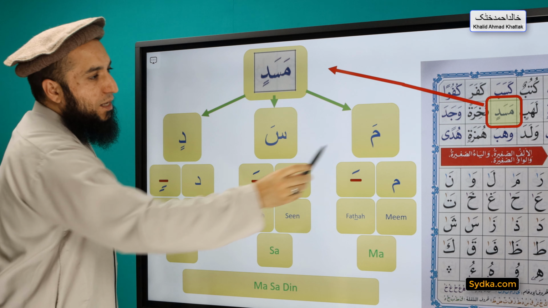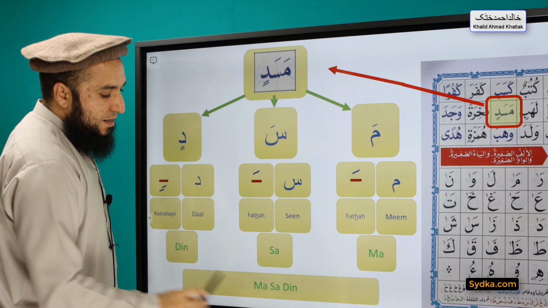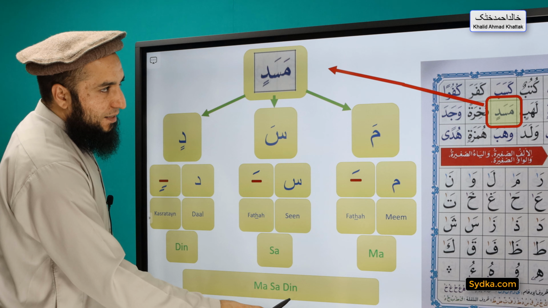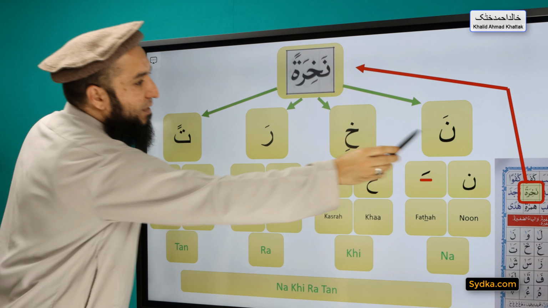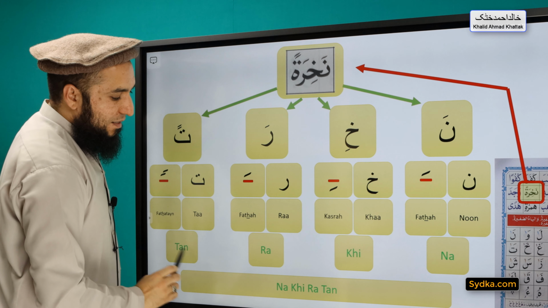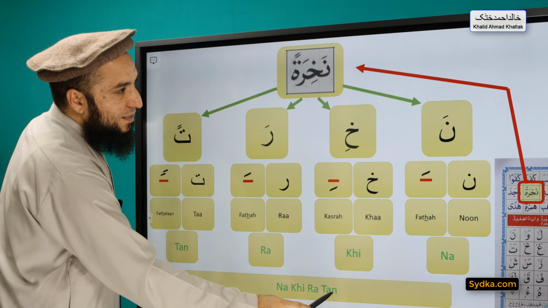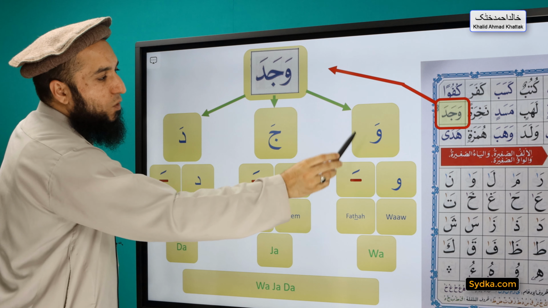Masadin, masadin. Nakhiratan, nakhiratan. Wajada, wajada.